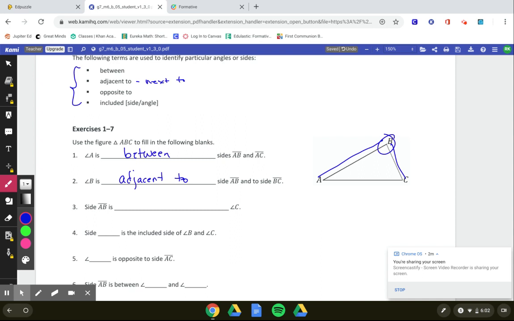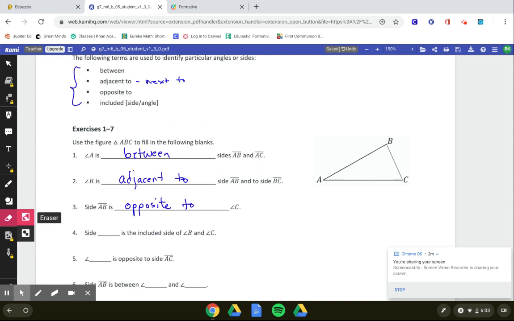Number 3 says side AB is what of angle C? So we're looking at side AB, we're looking at angle C. In this case, because they're on the other side, we'd say that side AB is opposite to angle C.